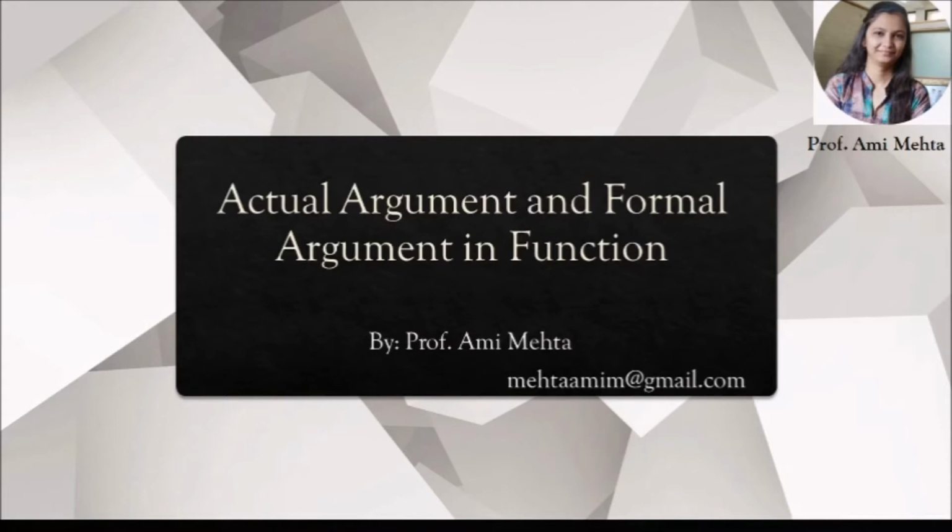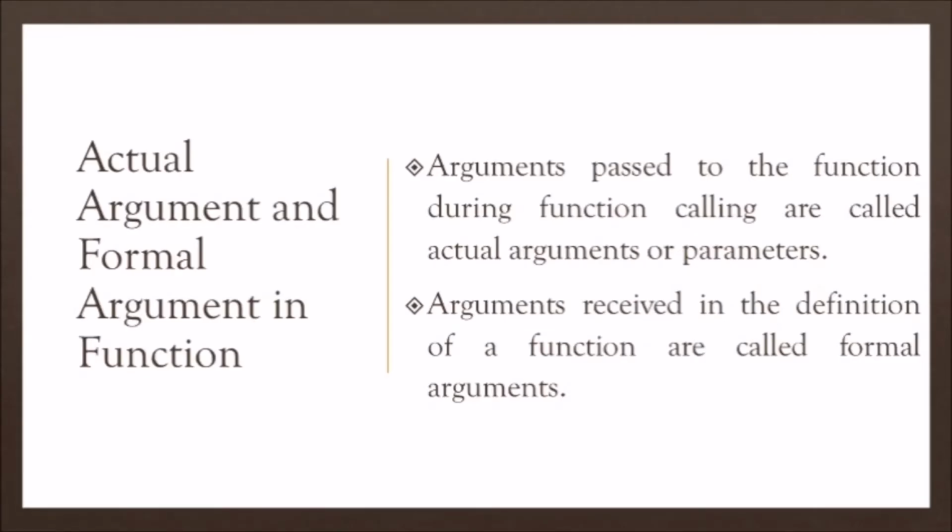So there are basically actual arguments and formal arguments in a function. Let us discuss it. Arguments passed to the function during function calling are called actual arguments or parameters, and arguments received in the definition of a function are called formal arguments. So there are two types of argument: when we pass the argument in the function calling, those are actual arguments or actual parameters, and the arguments received in the definition of a function are called formal arguments.